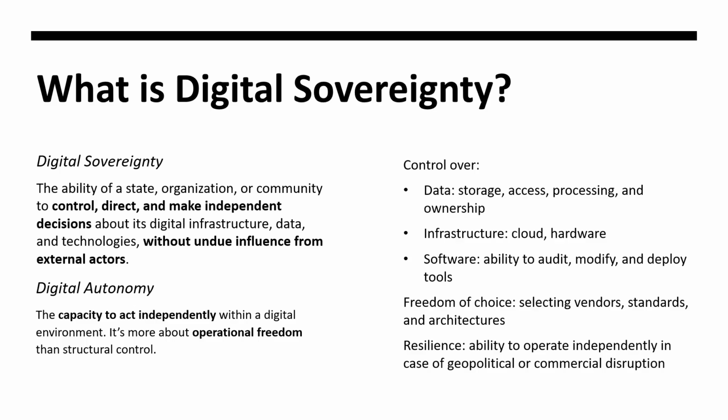Digital autonomy is more about operational independence, being able to use digital systems without relying on external actors. But autonomy doesn't guarantee sovereignty. You might be able to operate a system, yet still depend on foreign platforms, proprietary standards, or opaque algorithms that limit your control. In short, autonomy is about usage, sovereignty is about governance. Understanding this distinction is key to navigating today's digital landscape, especially when evaluating open source, cloud infrastructure, and cross-border data flows.